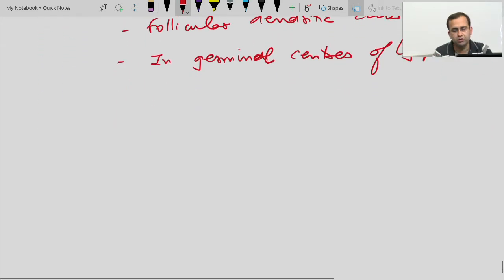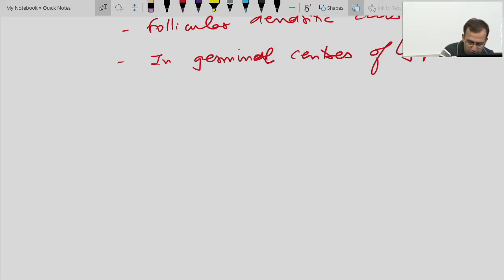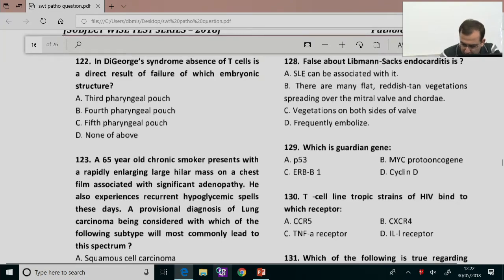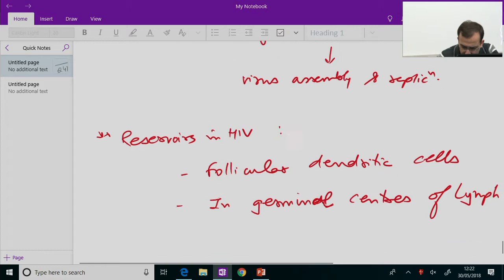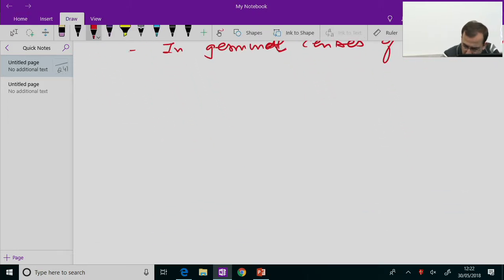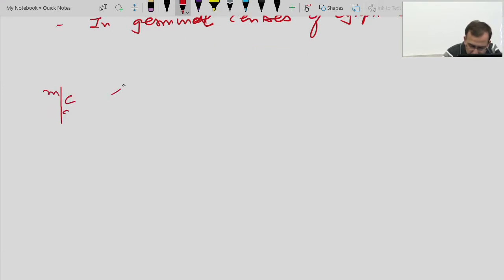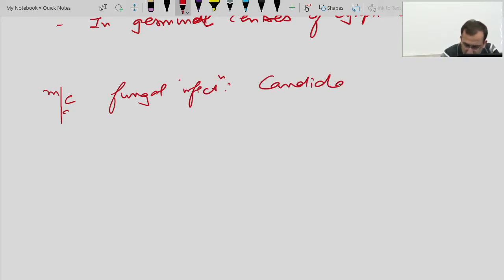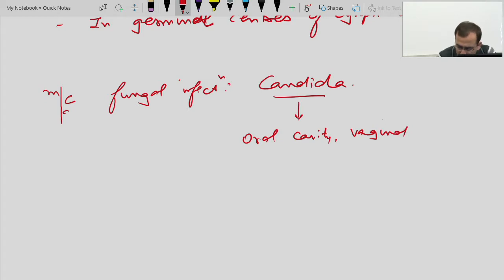Next, this gets us to the numerous one-line questions associated with HIV. The most common fungal infection in HIV is Candida. What is the most common site of candidiasis? Let us write it again. The most common fungal infection in HIV, Candida, and the most common sites of candidiasis are oral cavity, vagina and esophagus. This is the most common fungal infection.